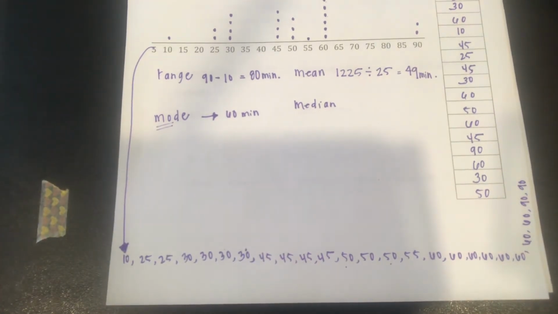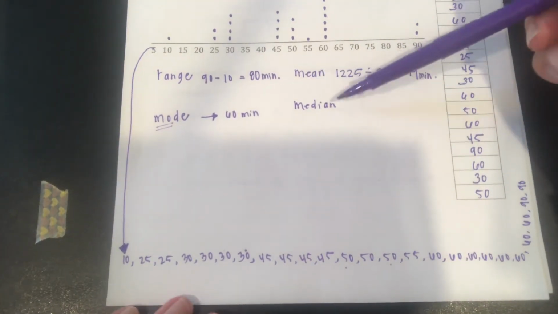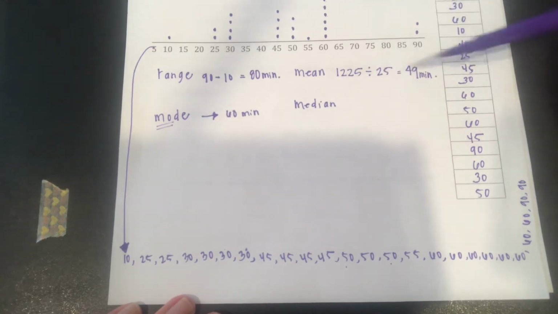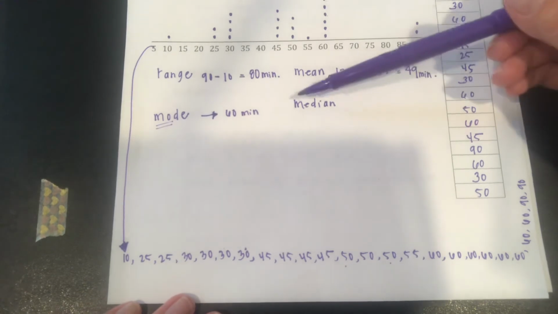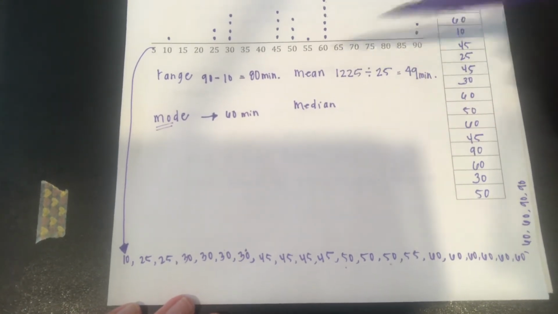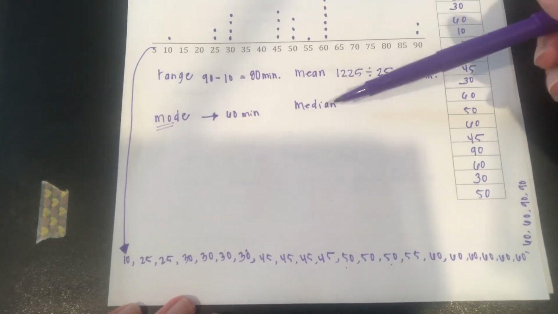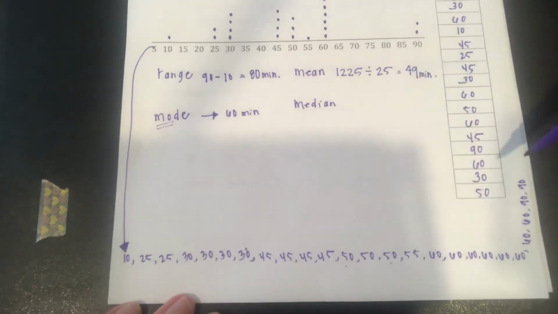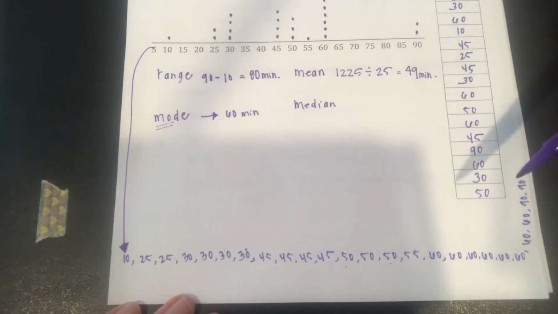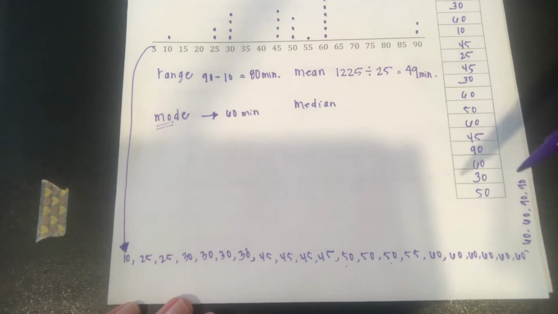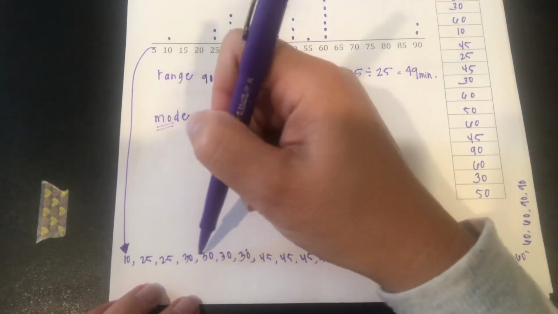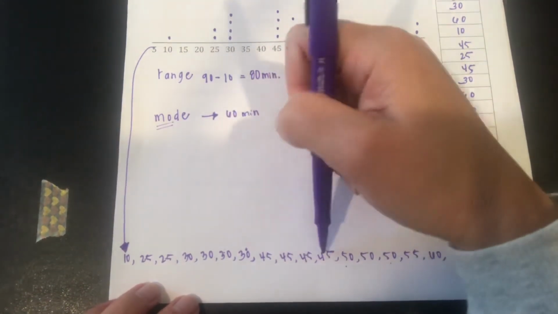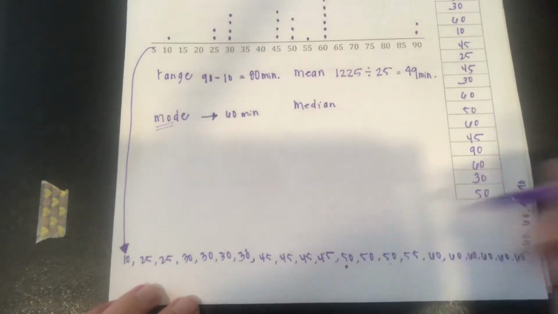Okay, now the last part. Here's where we took our data and put it in a chart from least to greatest. And median, if you remember, means the middle. Okay, well, we know there are 25 numbers, and half of 25 is roughly 12. So I'm going to count 12. 1, 2, 3, 4, 5, 6, 7, 8, 9, 10, 11, 12. And I'm going to put a little dot.